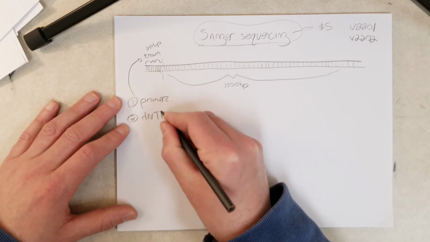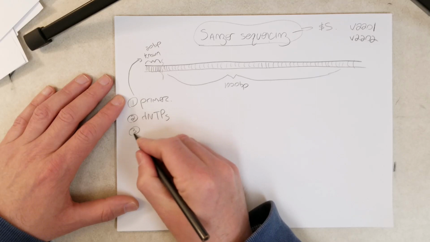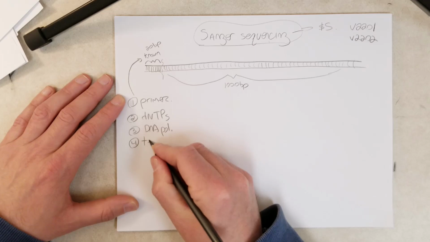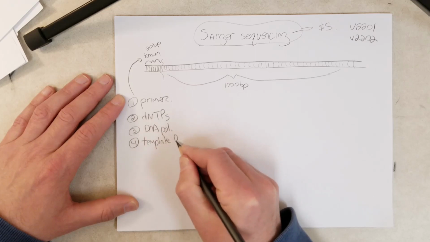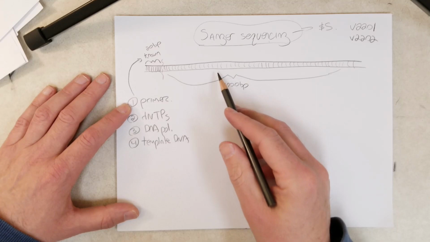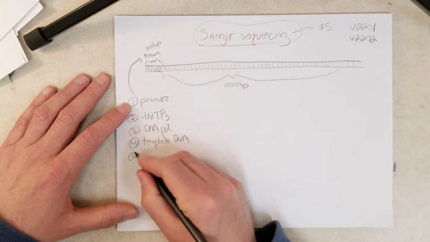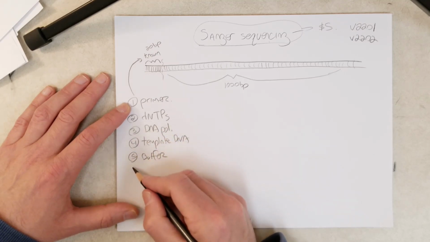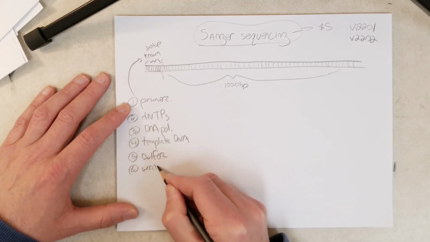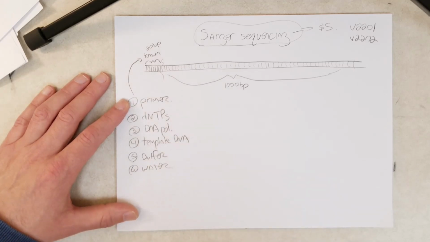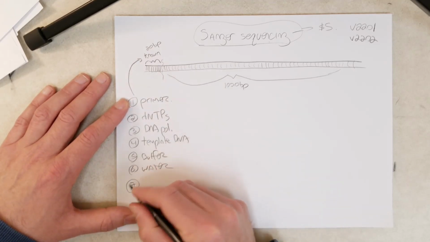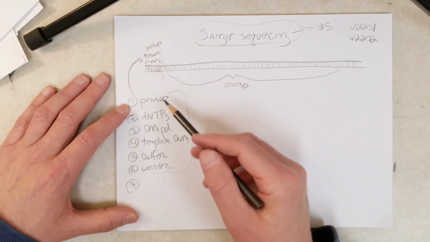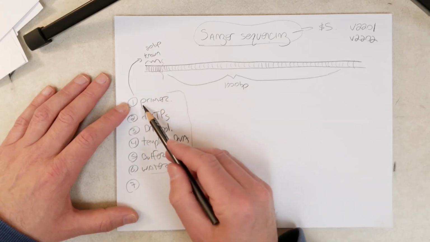We also need dNTPs, DNA polymerase, template DNA. The template DNA is the thing that we need to sequence. Buffer for the polymerase, and water, and we're almost done. We need one more thing. All these components are in a PCR reaction, right? And so this is essentially identical, except we only had 1 primer.